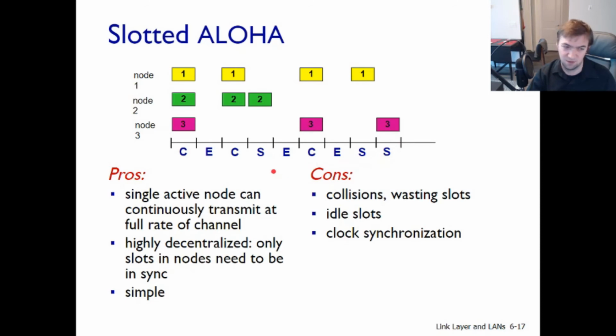So what are the benefits of this? The main benefit is that if there's just a single node that's transmitting, it's able to use the full rate of the channel the whole way because there are no collisions to worry about. It can just use all of the power. This is highly decentralized. Only the slots need to be synchronized. You obviously need to know when these time slots are, but that's the only synchronization that really needs to happen. And it's very, very simple.